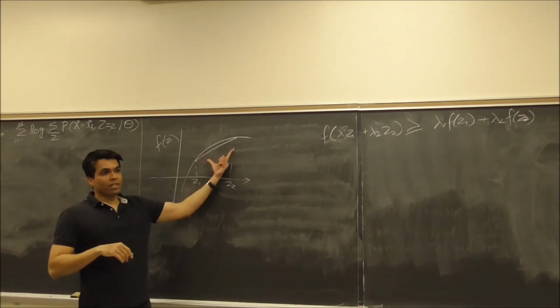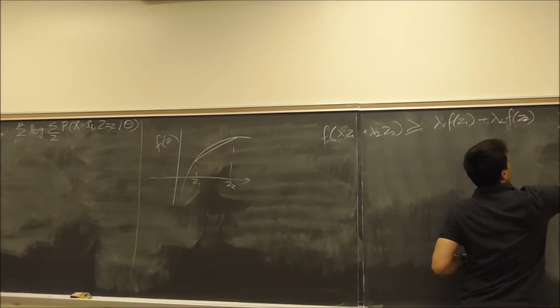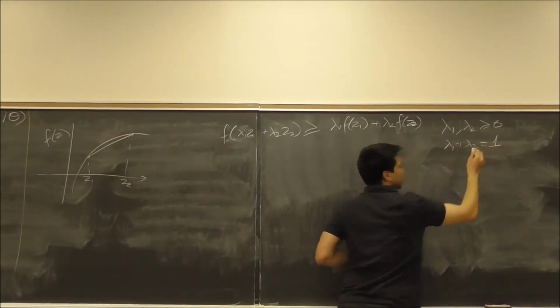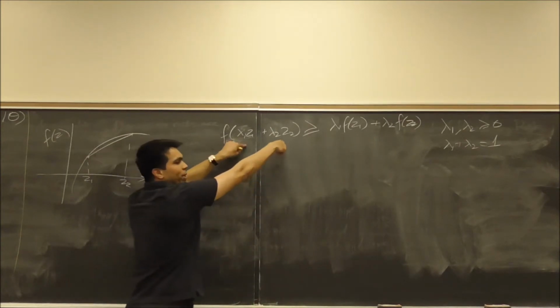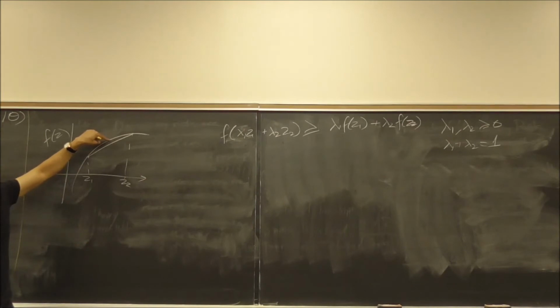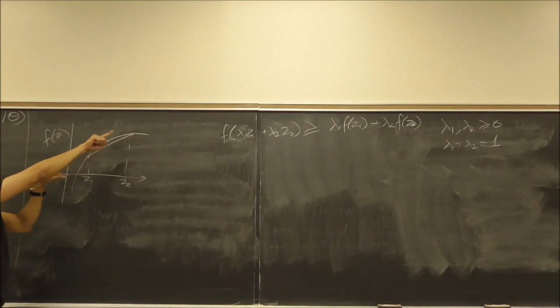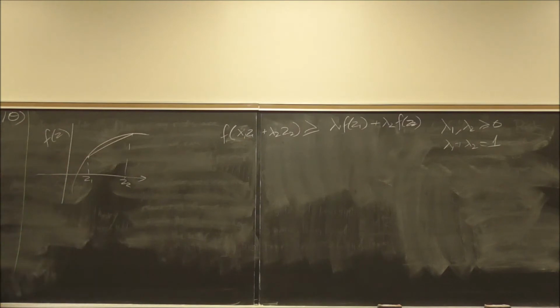This holds for lambda 1, lambda 2 both positive, with lambda 1 plus lambda 2 equal to 1. So if you take a convex combination of two points, the function value of that lies above the convex combination of the two function values. The geometric interpretation is that the line joining the two points always lies below the function. In some sense, that is the definition of concavity. You may see it as the definition of convexity by inverting signs.